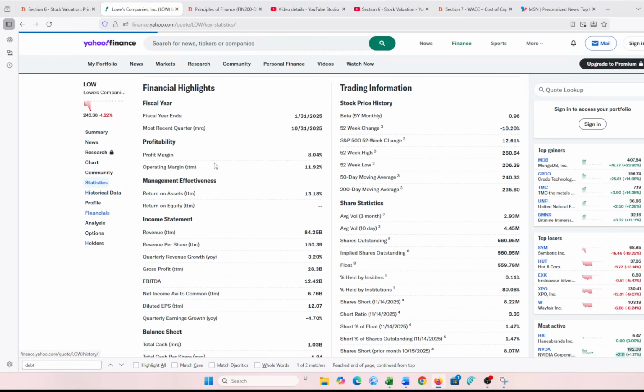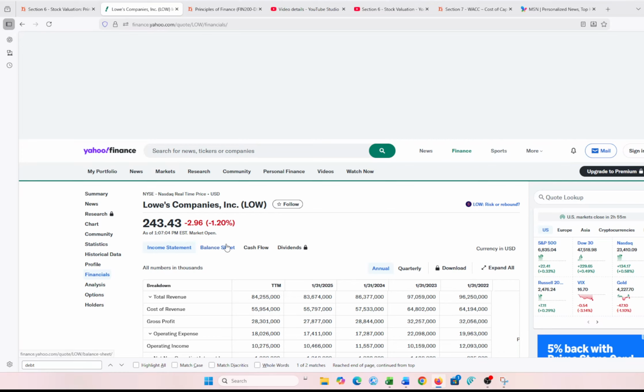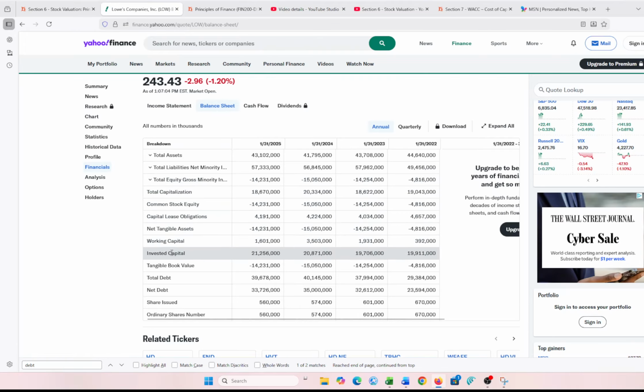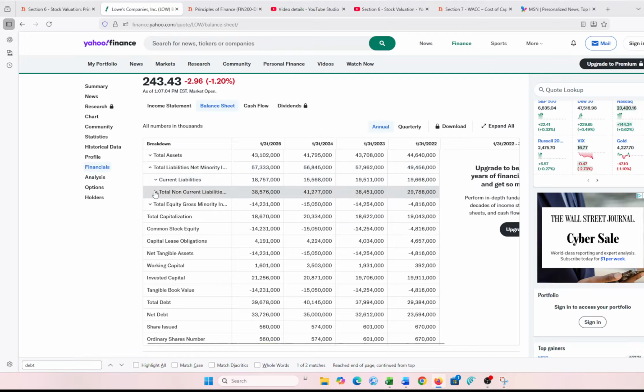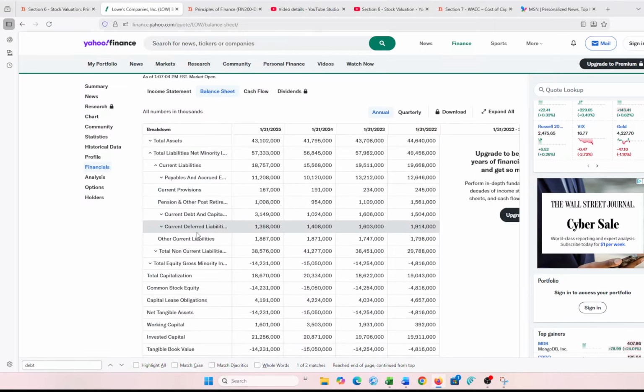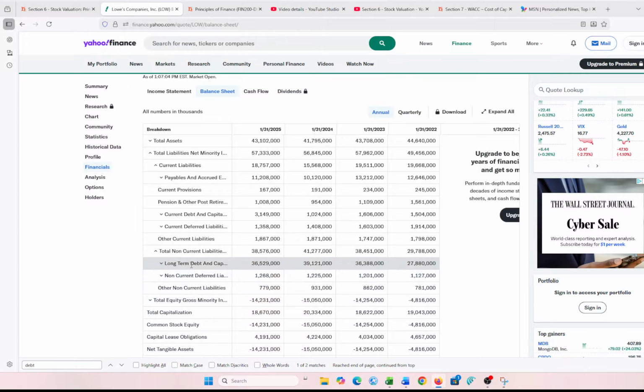If you want to get more in depth, you can go to the financials, then the balance sheet. From there we can find our total liabilities and try to find where this debt is. Under current liabilities, there's current debt. And then you can go to non-current long-term debt, so you can add those two up. We've got the long-term debt right here and the current debt right there. So either way, you got the equity and you got the debt.